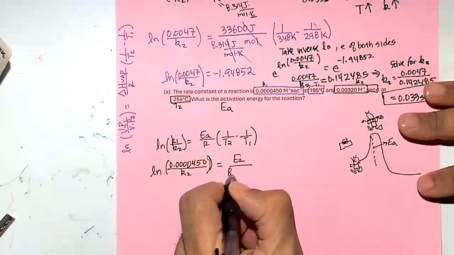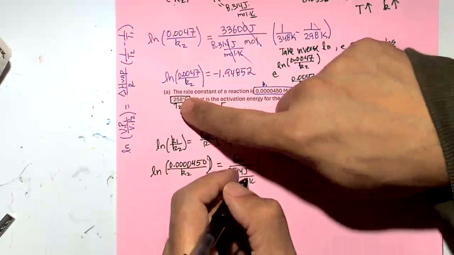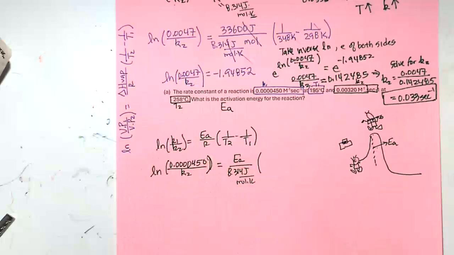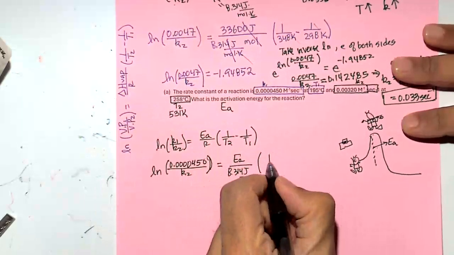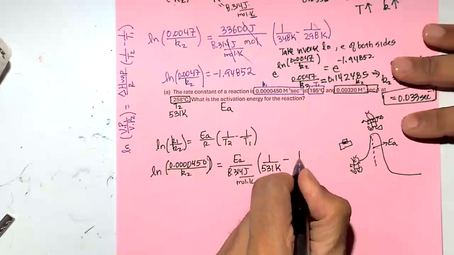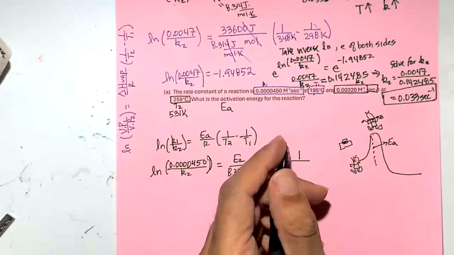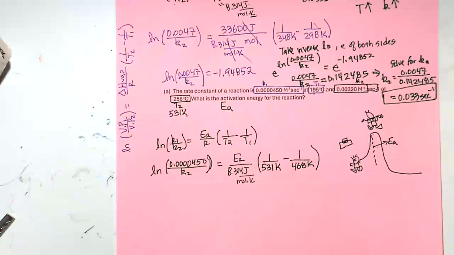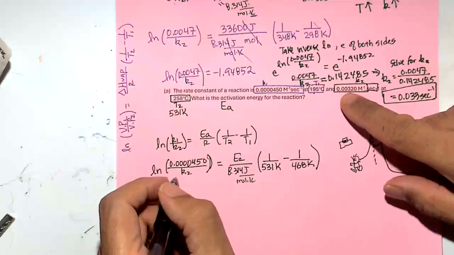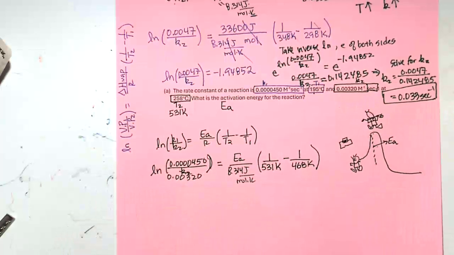R, I'll give you R. It's 8.314 joules per mole Kelvin. T2, 258 plus 273 is 531 Kelvin, minus 195 degrees C, 468 Kelvin. Okay, K2 is 0.00320.